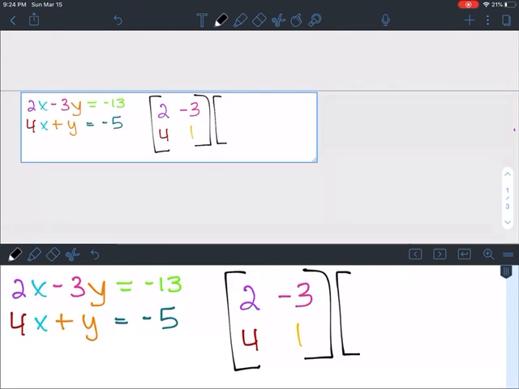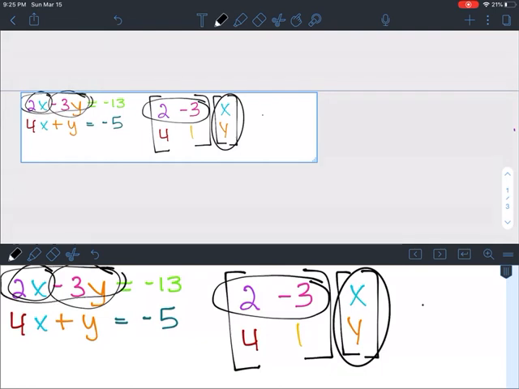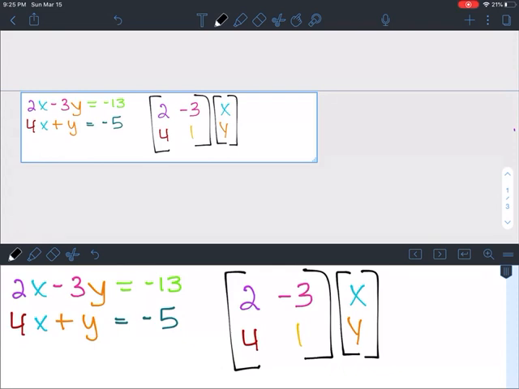And what I can do is say that I'm going to multiply this by my variable matrix, which is that x and y. If you think about matrix multiplication, what I'm really doing is this times this, and that makes up my first matrix you see there. 2 times x gives me this. Negative 3 times y gives me this, and when I add them together, I get this nice equation here. Let me undo all those circles. I could do the same with the bottom. I can do 4 times x and get this, and 1 times y to get my y here.